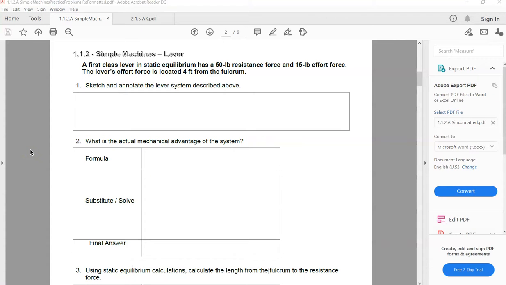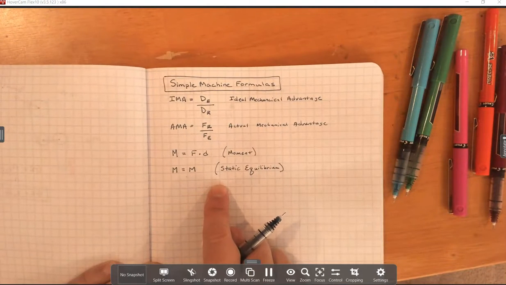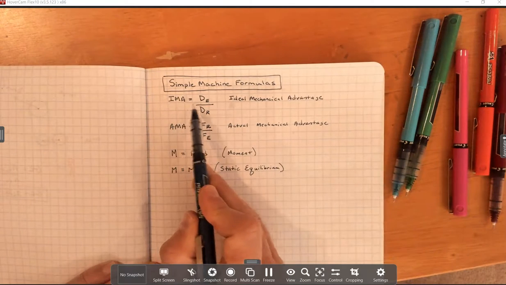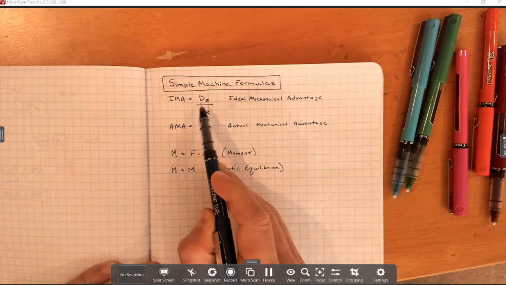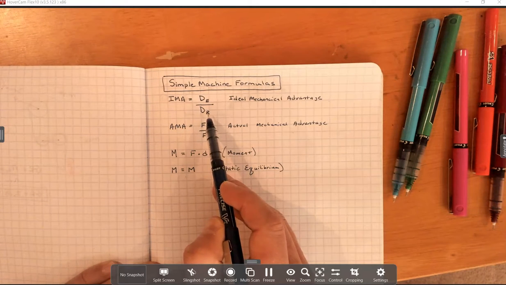Welcome to working through the lever problems for activity 112. So first I'll show you that I've got a page where I've got my formulas that we're going to be using on these problems. The ideal mechanical advantage is the ratio of the distances. Those distances are the distance of the effort and the distance of the resistance.